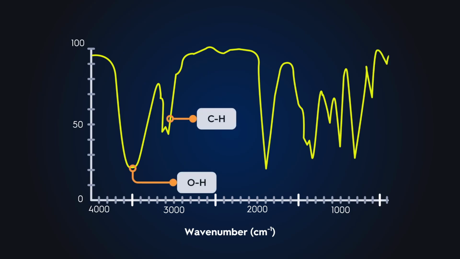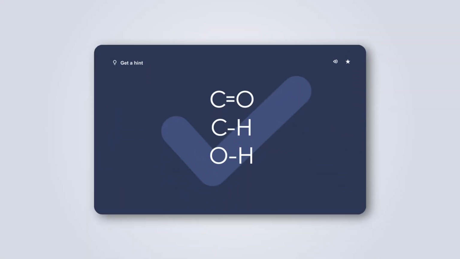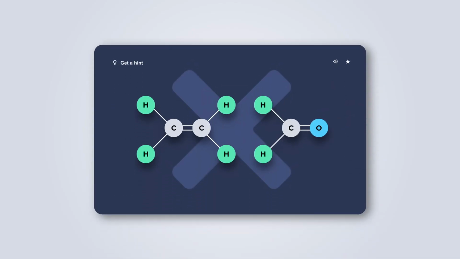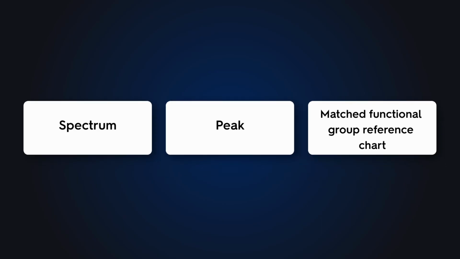These absorption peaks act as clues, helping chemists identify functional groups in a molecule. For example, an OH bond absorbs at a different wave number than a CO double bond. However, infrared spectroscopy tells you which types of bonds are present. It doesn't reveal the entire molecular structure. By matching peaks to known absorption ranges, you can narrow down which functional groups are present in your sample.